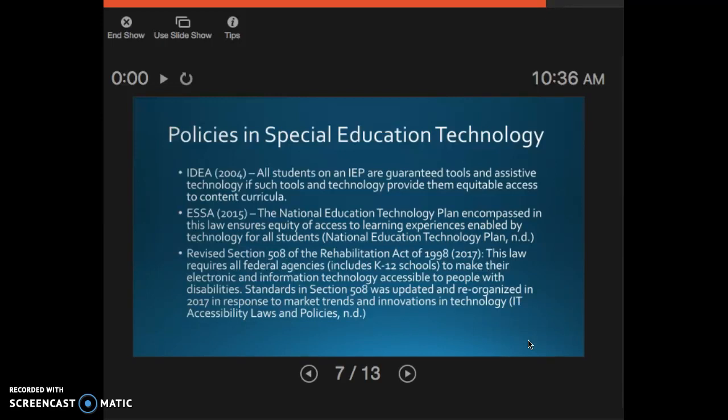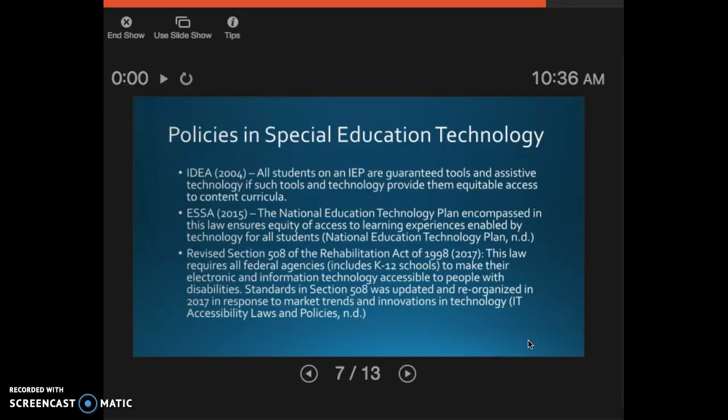The other one is the National Education Technology Plan, encompassed in this law, which ensures equity of access to learning experience enabled by technology for all students. This is ESSA, the Every Student Succeeds Act. And then the Section 508 of the Rehabilitation Act that was most recently passed in 2017.